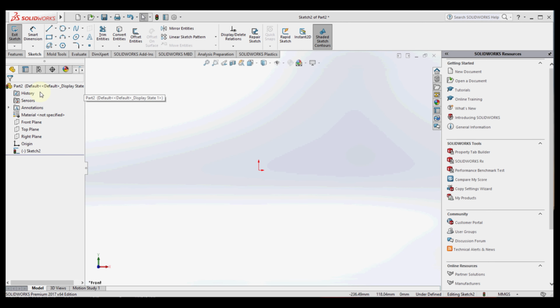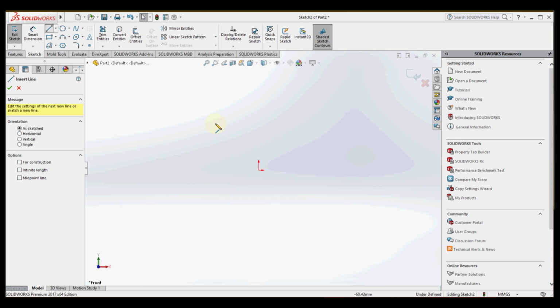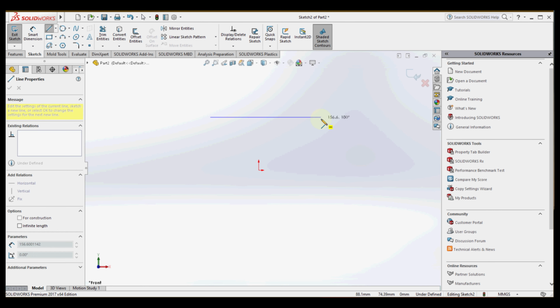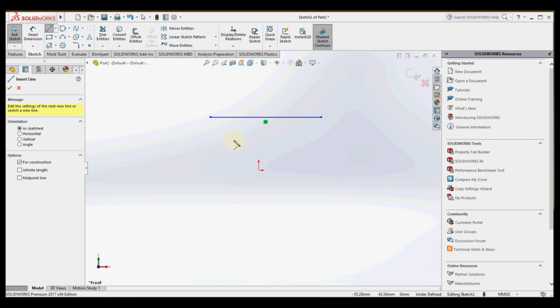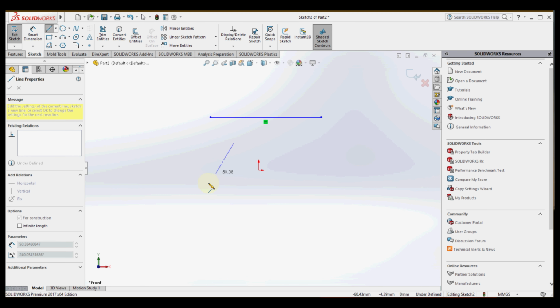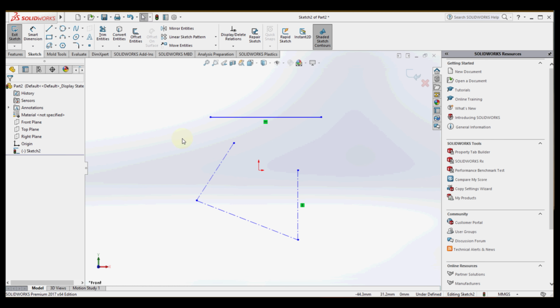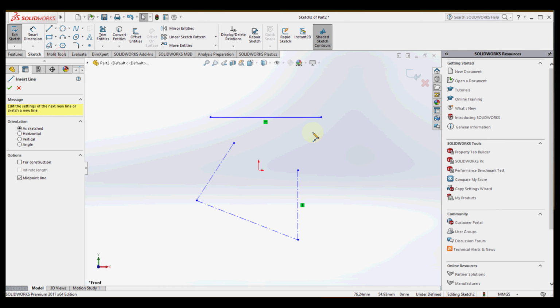The first topic we are going to cover in Sketch is lines. A line can be drawn by placing 2 points. In SolidWorks there are 3 types of lines. They are line, center line, and midpoint line. Center line is nothing but the construction line. Midpoint line is drawing a line with the help of a midpoint.